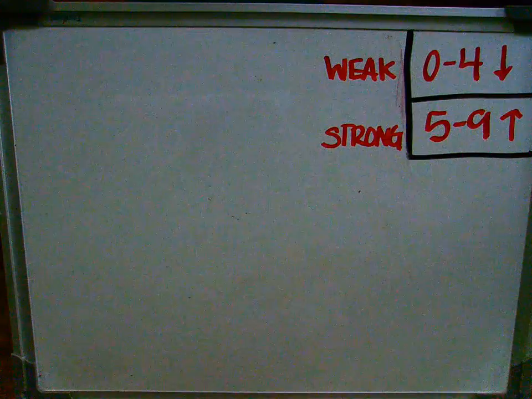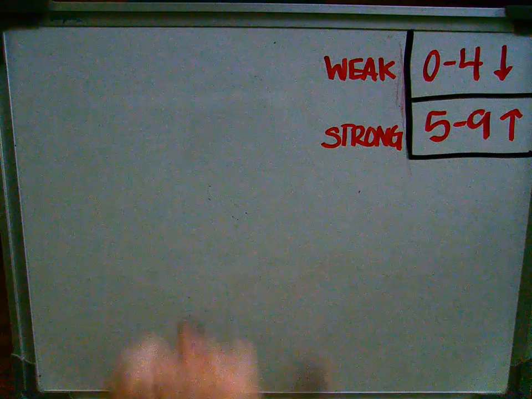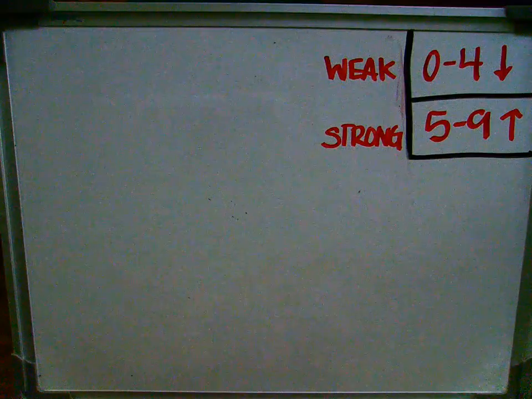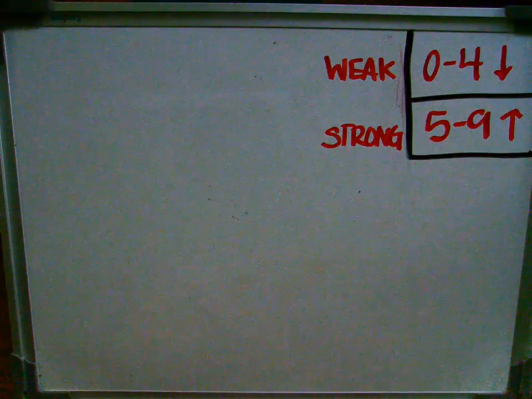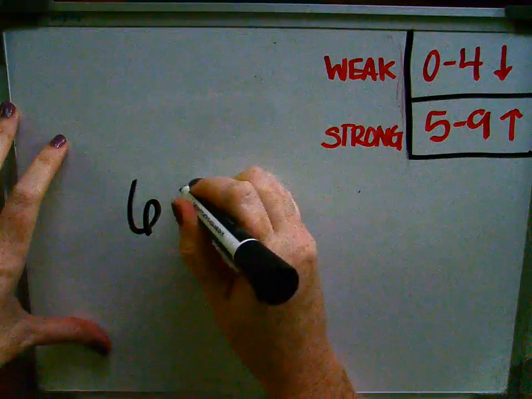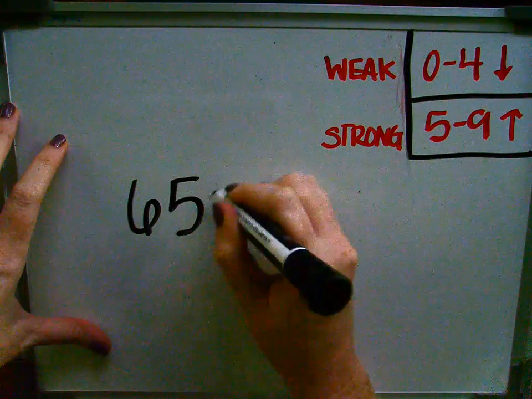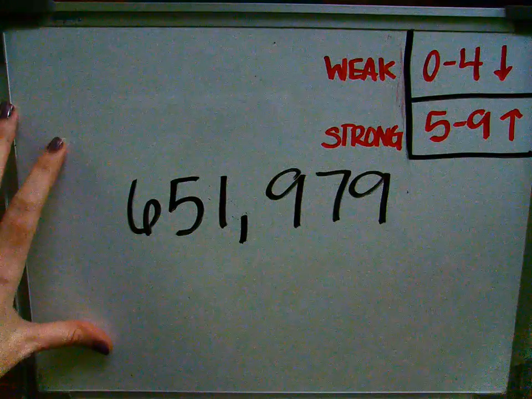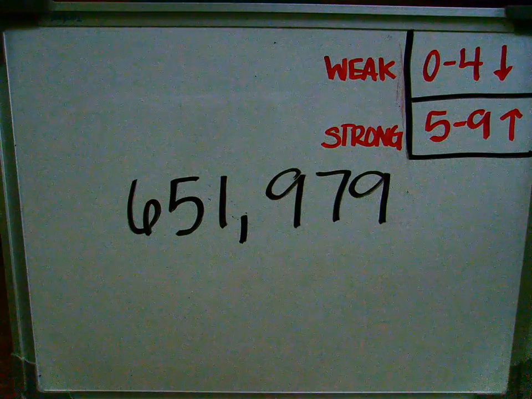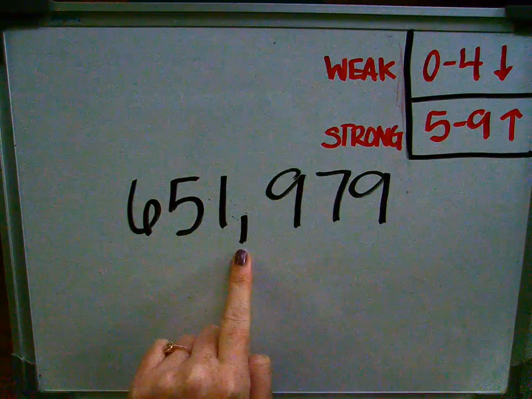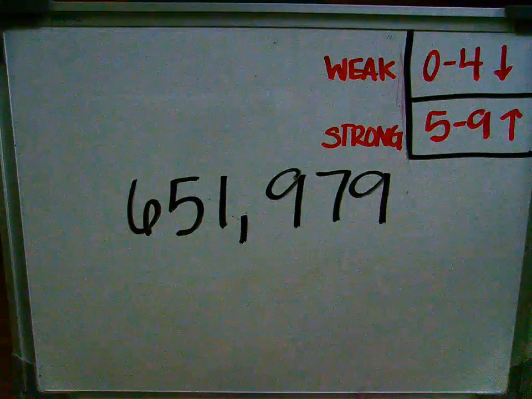How to round whole numbers to the 10,000s place, the 100,000s place, and the millions place. So before we get to the millions place, I'm going to start with a number that goes to the 100,000s place. I'm going to use this number more than once, okay? So our number that we're going to use is 651,979. And remember, every three numbers, there's a comma because that's a period, okay?